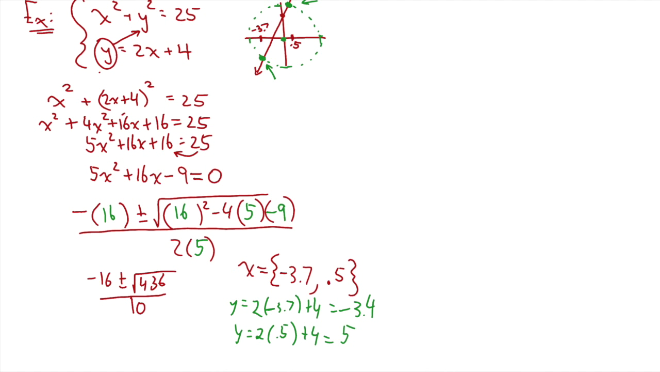to be, this one would be negative 3.7 comma negative 3.4. And it makes sense because it's in the third quadrant and both coordinates are negative. And the other point way up here is going to be 0.5 comma 5. Approximately. Now remember, these are approximations because we rounded those decimals.